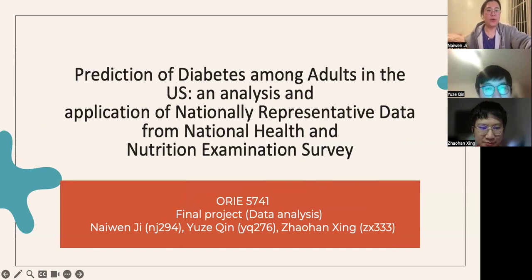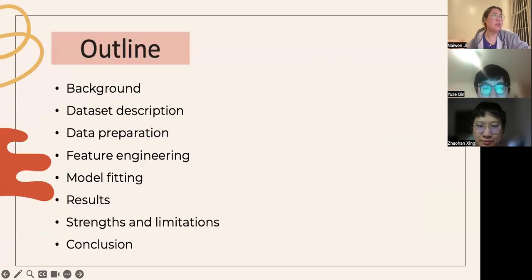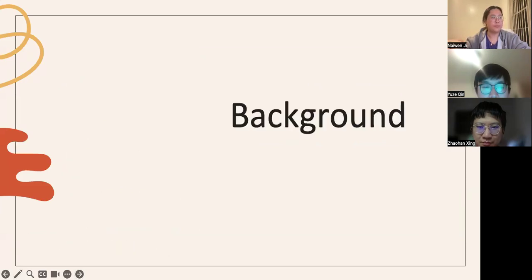Hi everyone, today we're gonna present our final project in data analysis on the prediction of diabetes among adults in the US using nationally representative data from the National Health and Nutrition Examination Survey. So the outline will be background. We'll also discuss some data set description, preparation, feature engineering, model fitting, results, strengths and weaknesses, as well as conclusion.